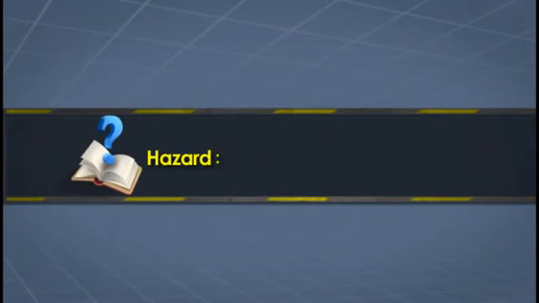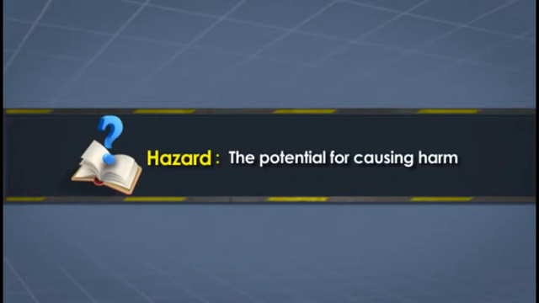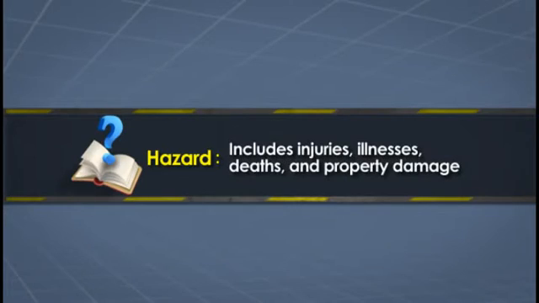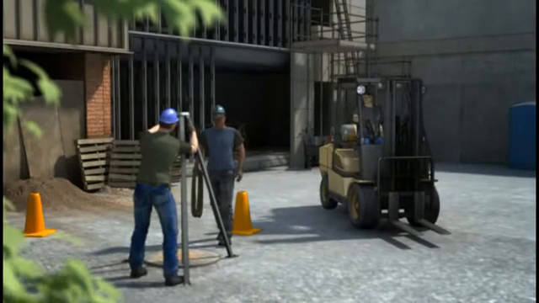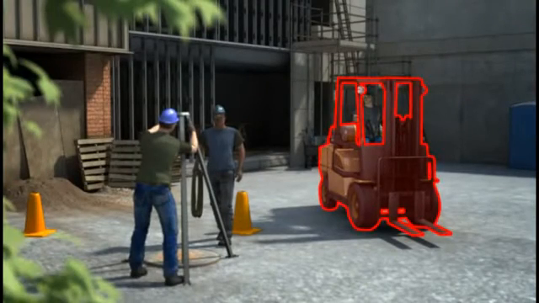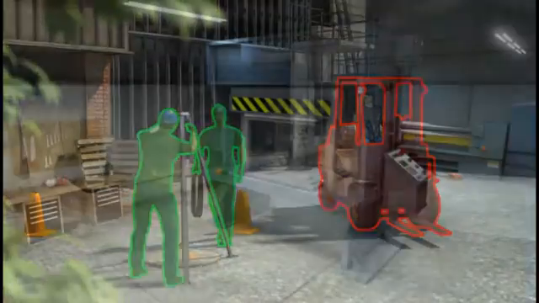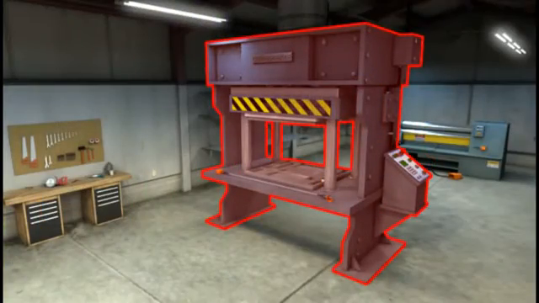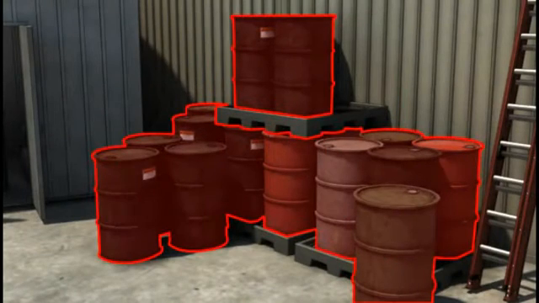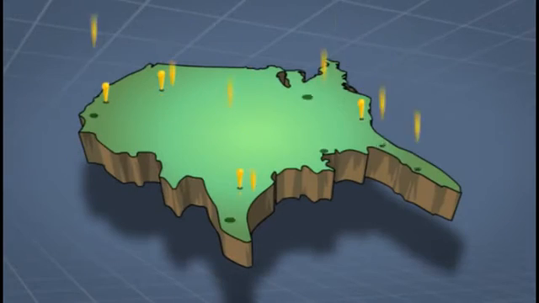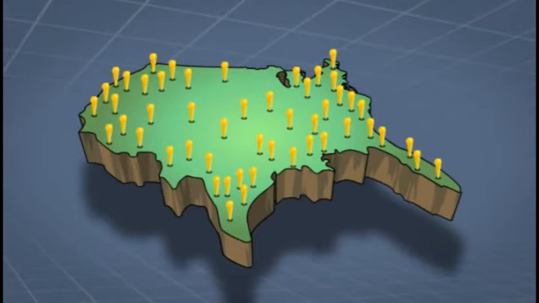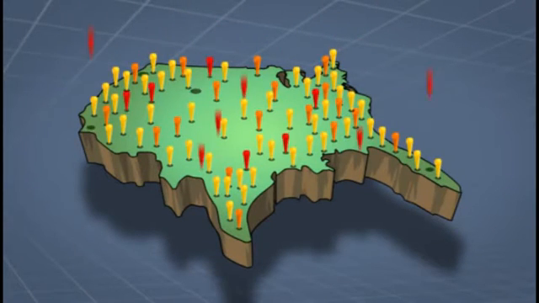A hazard is defined as the potential for causing harm. This includes injuries, illnesses, deaths, and property damage. Workplaces are full of hazards: mobile equipment operating alongside pedestrians, large machinery with moving parts, toxic or flammable chemicals, and more. Every year, millions of American workers are injured, get sick, or die as a result of workplace hazards.